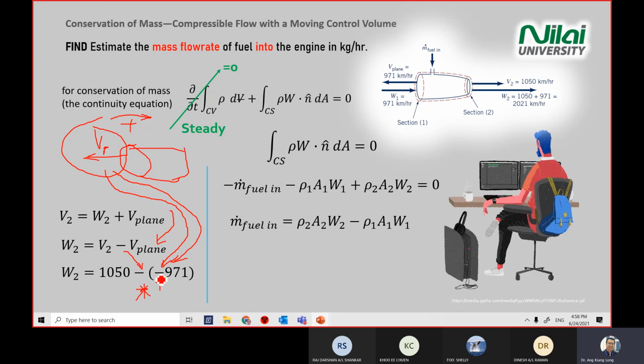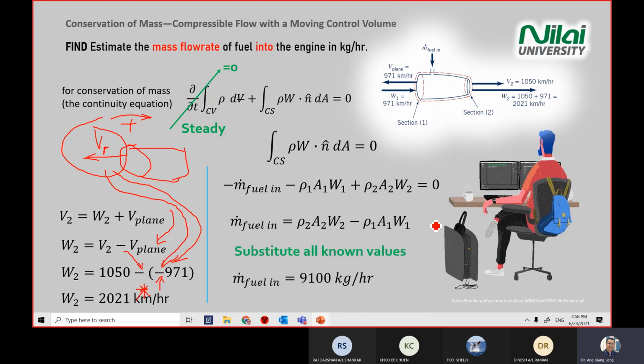Okay. So negative, negative, we get positive. W2 will be a higher number than the previous one. That's why you get a positive sign here. Okay, W2, you get one number. You substitute, and you will get m dot fuel in equal to 9,100 kilograms per hour.